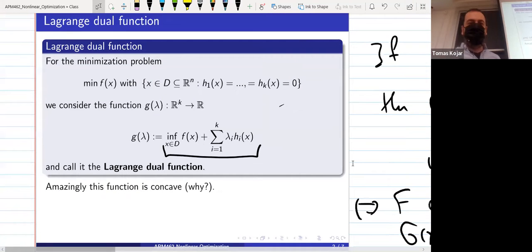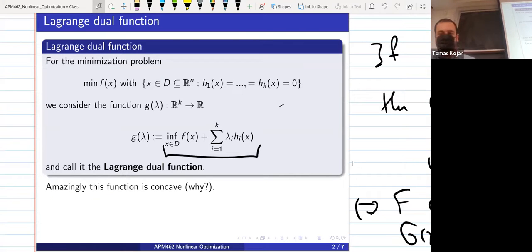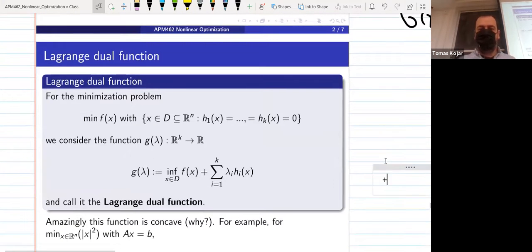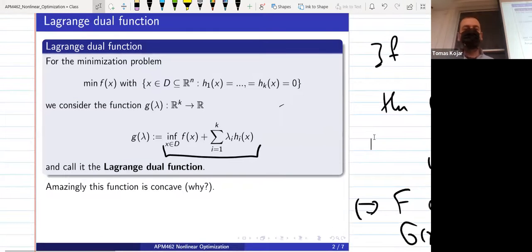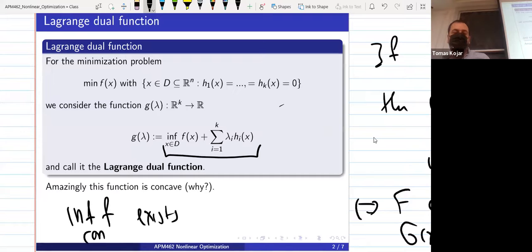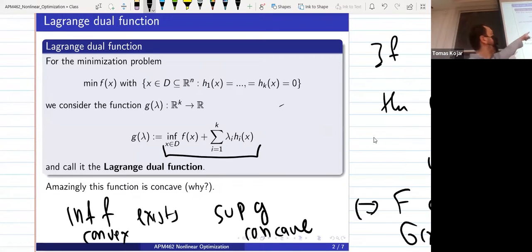All right, moving on. So this guy is concave. That's why it's an amazing object. Just to remind you, the infimum of convex exists, and the same is true for the supremum of concave. And we're going to take the supremum of g of lambda. So by concavity, we know it will exist. We'll come back to this. We'll keep talking about this problem.